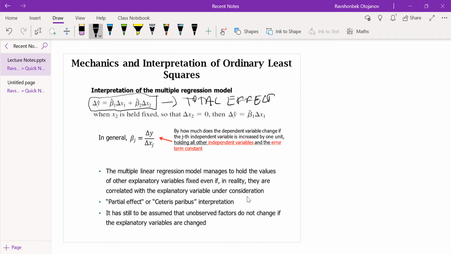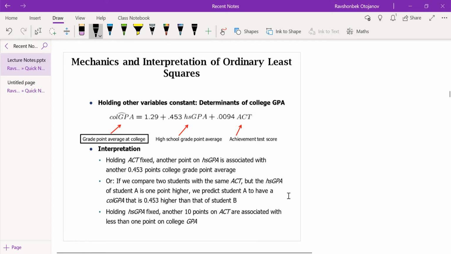But if we would like to estimate the partial effect, then we have to hold x2 constant. That means we assume that the change in x2 is 0. We can then isolate the effect in this formula, and a bit of manipulation leads us to this case, yeah.